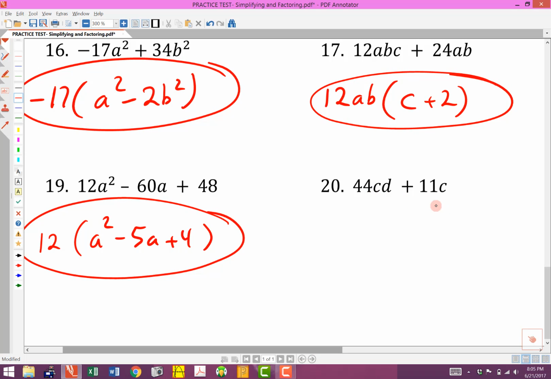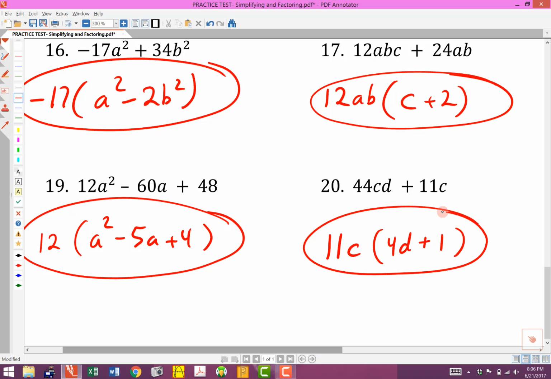And then this one right here, this one's kind of interesting. Short, but hopefully we get this right here. 44CD plus 11C. 44 and 11. Biggest thing we could take out would be an 11. CD and C, remember, this one's going to restrict how many we can take out. So we're left with a 4. Took out the C, we're left with a D. Took out the 11 and the C, so what's left? Don't say nothing and don't say 0. It's going to be a 1.